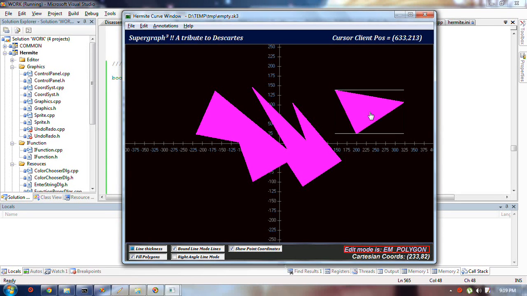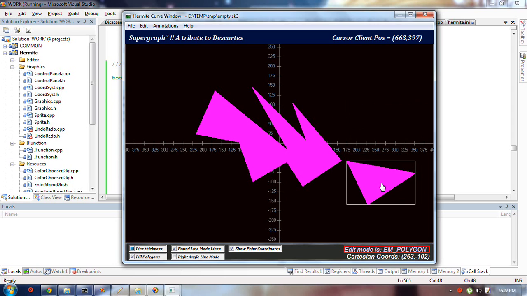Oh, and that thing with the triangle, that was completely my fault. I mean the polygons. I could have picked those things up. I was trying to drag them instead of just clicking.